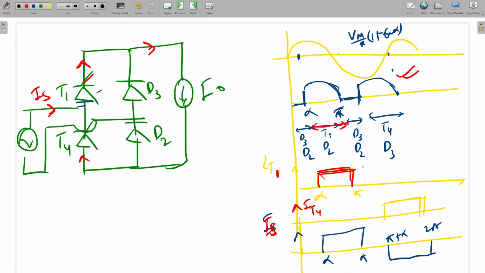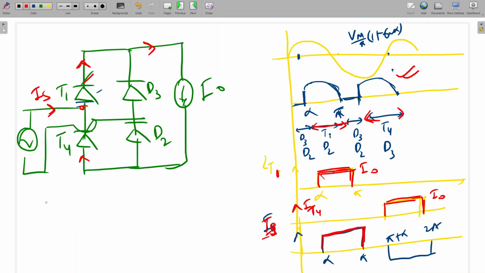So we can write I0 is flowing from alpha to pi. Similarly, T4 is conducting here to here, T4 D3, so this is pi plus alpha to 2 pi. In pi plus alpha to 2 pi, the output current will be shared by T4. So what is the source current? Here we can apply the nodal. Same as the previous case, source current will be IT1 minus IT4.